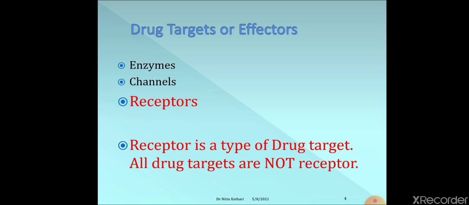But in most of the conditions, the drug does not bind to channels. They bind to receptors. So receptor is a type of drug target. All drug targets are not receptors. So what is a receptor?